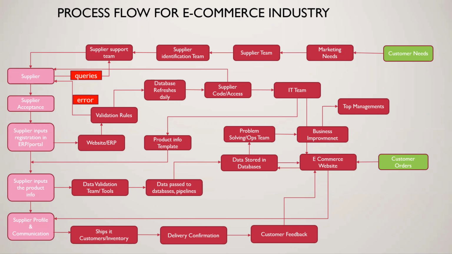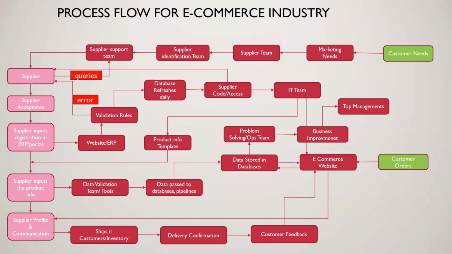So here we can see that there is a customer need, and it is communicated to the marketing team, and the marketing team communicates to the supplier team. They go and identify suppliers, and there is a supplier support team. They communicate to suppliers and they find suppliers. And if they have any queries, again the supplier support team would help the suppliers.